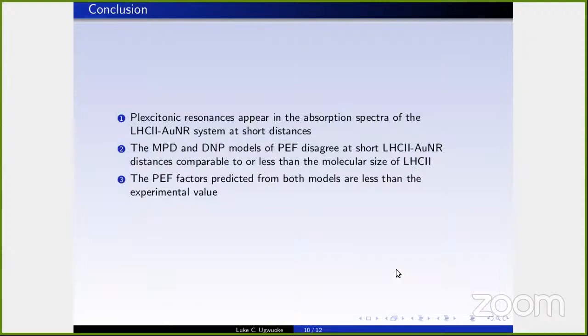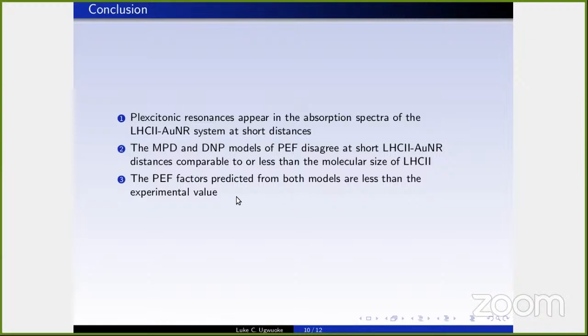So the conclusions from this were that this interaction induces hybrid resonances, which are called plasmonic resonances in the spectra, especially at short distances, which is evidence of strong coupling. And also the two models only agree at long distances. At short distances comparable to the molecular size, it is more accountable to take the shape and size of the molecule into consideration.